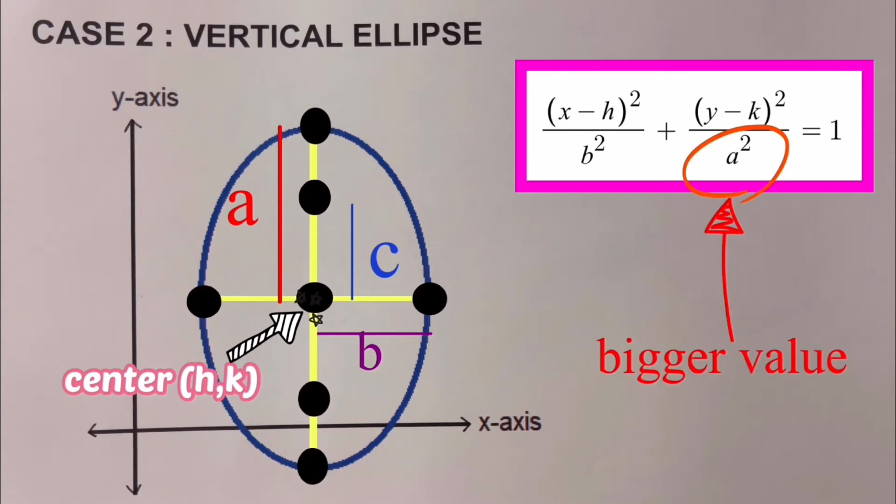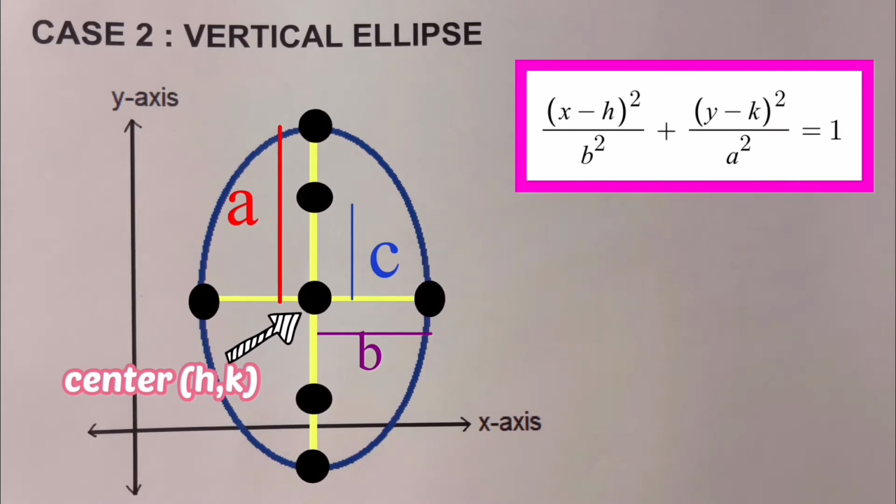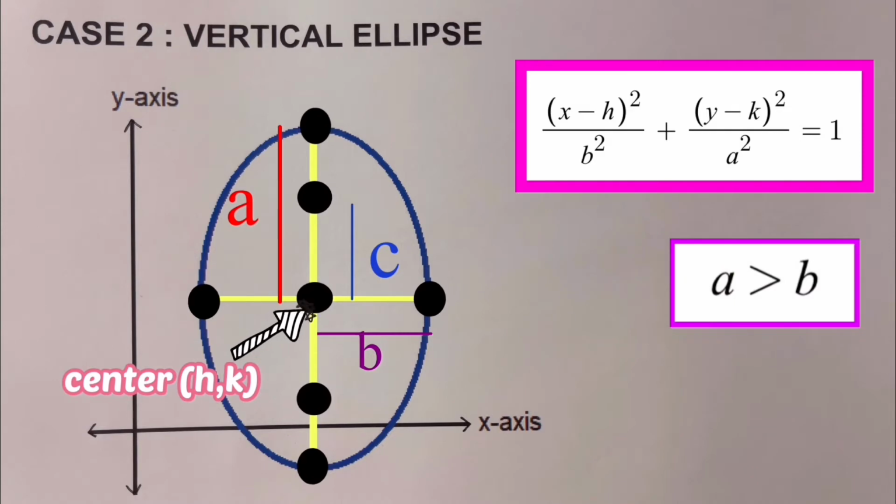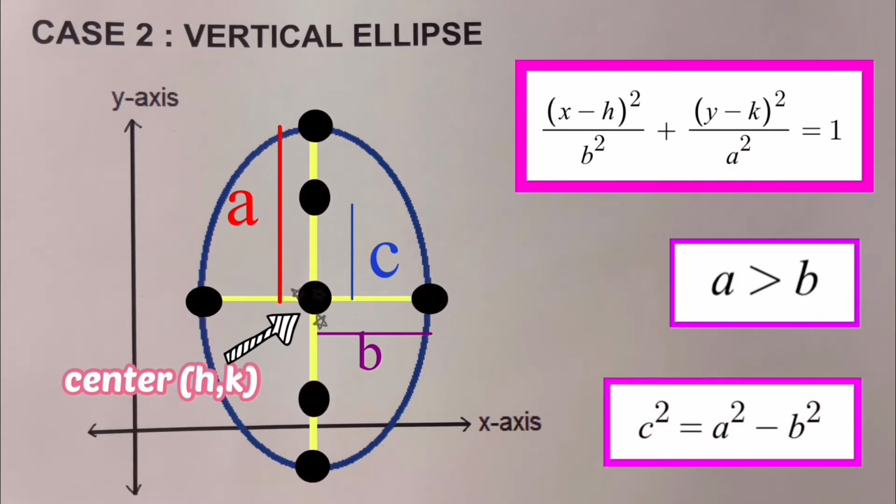Now we remember that our a squared, which is the greater value, is placed under quantity (y minus k) squared. The reason for that is because this is a vertical ellipse. We remember vertical means up or down. And so this is placed under the y. And we also remember that a is always greater than b. And the formula that relates these lengths a, b, and c is c squared equals a squared minus b squared. So these are the parts of every ellipse, and these are the two cases of every ellipse, the vertical and the horizontal ellipse.